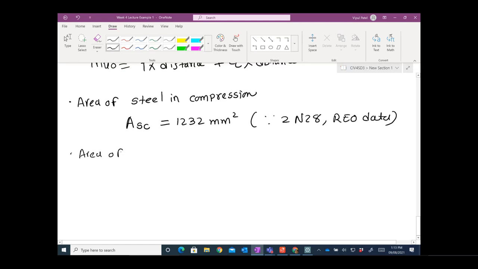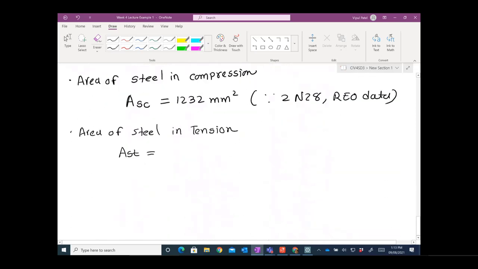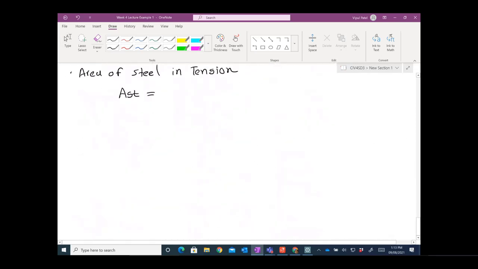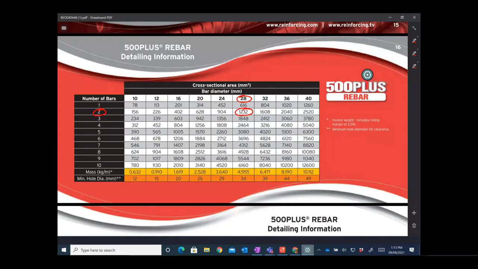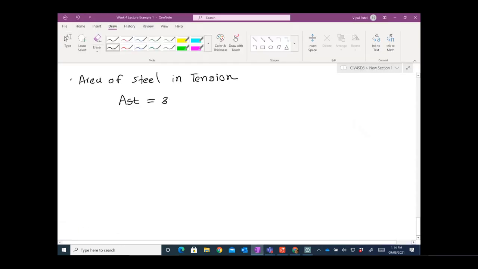Now let's say area of steel in tension. Let's denote it by AST. How many bars do we got in the bottom Rio? We have 8N28 bars. Sorry, 8N24 bars, not 28. So we can go back here. 8N, so we have 8, 24. And if I just cross it out here, they will meet here. So 3616 millimeter square, because we have 8N, and by the way, N is the ductility class, okay? The Rio data table. All right, so area of the steel is done, area of both steel is done.